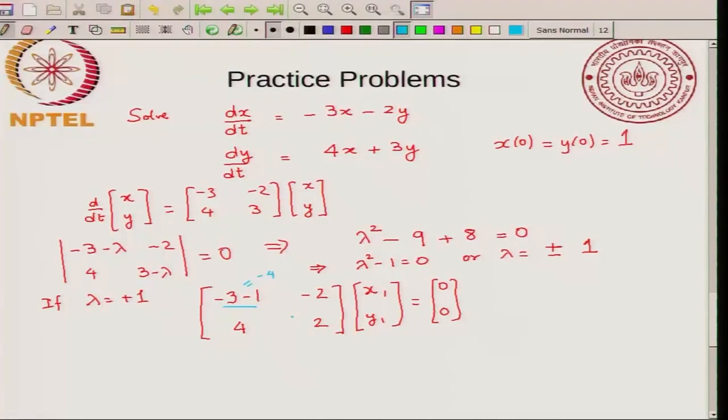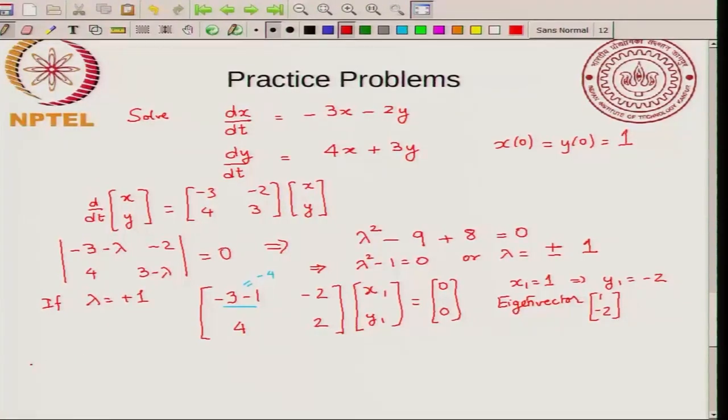So, I choose x 1 equal to 1. If I choose x 1 equal to 1, then what you will get is 4 plus 2 y 1 equal to 0. So, y 1 equal to minus 2. So my eigenvector becomes just 1 minus 2. The first eigenvalue is plus 1, and the eigenvector is 1 minus 2.